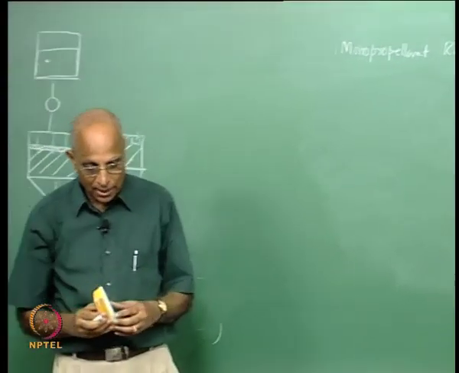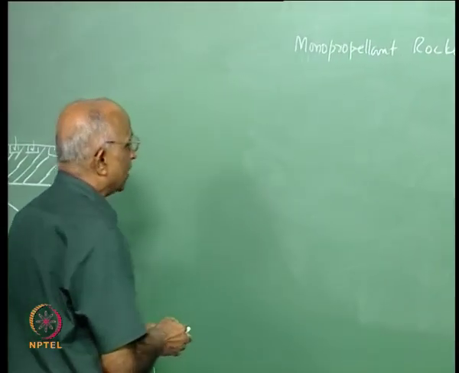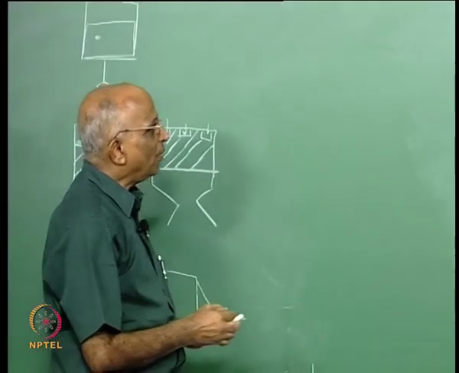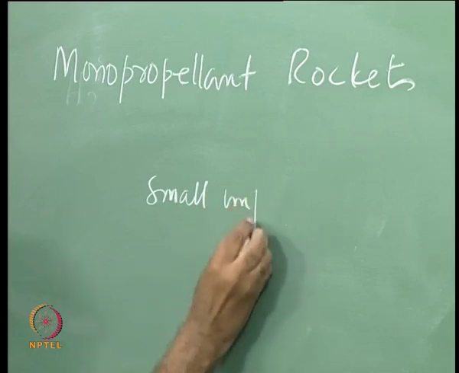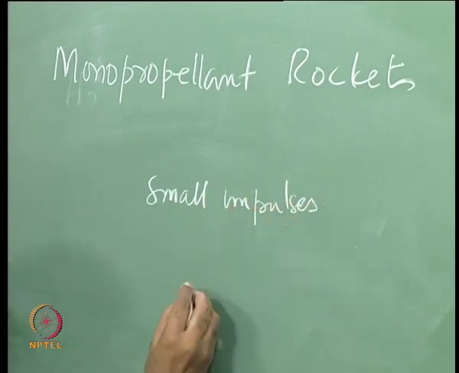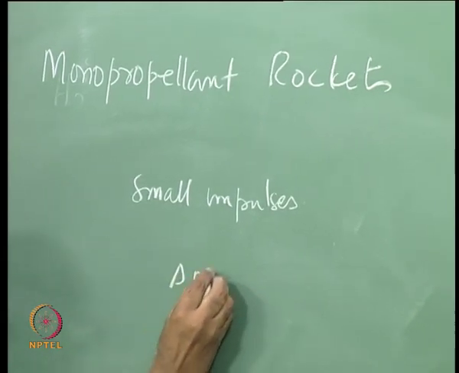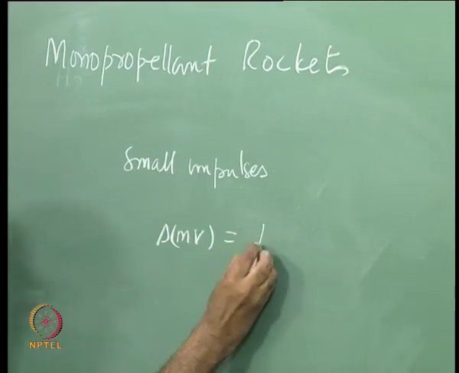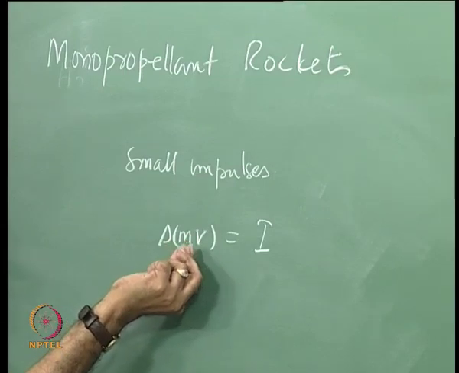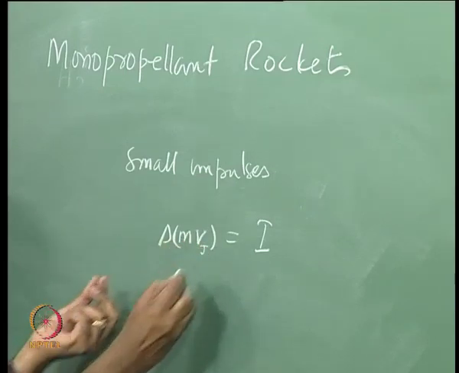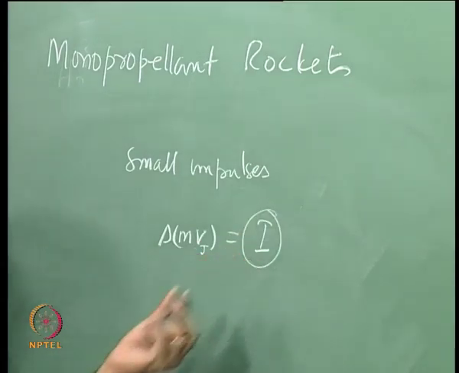Now something which I think I must tell, since we are talking of propulsion in the master's degree program. You know, monopropellant rockets can give extremely small impulses. What do you mean by small impulses? The change of momentum is impulse, delta mv is equal to impulse. I can just pass a small amount of hydrazine and it gives me a small value of Vj. The Vj is much smaller than a bipropellant, and therefore I can get very small amounts of impulses.